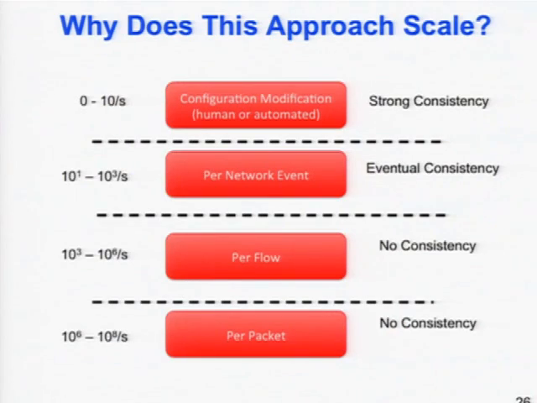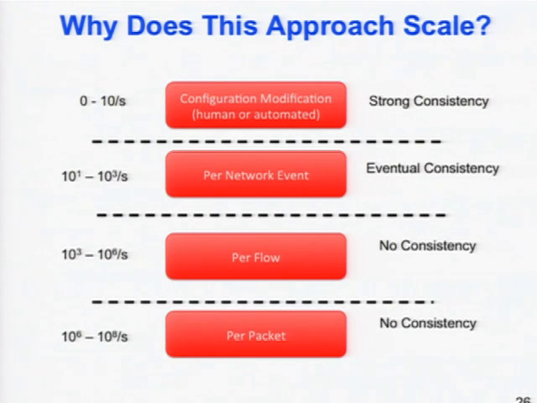So now, why does this scale? This is a question we always get that, you know, okay, you've got this big complicated network, and all of a sudden you're saying that I'm going to give you a central view, it can't possibly scale. But actually, consistency is the reason why it scales. Down at the fast time scales, the per packet, you don't need any consistency. Packets go independently. At the per flow scale, again, you don't need any consistency. Every flow can be handled individually.